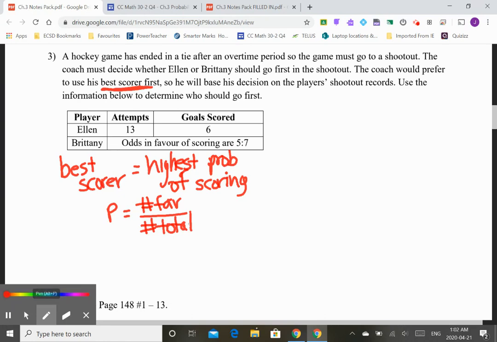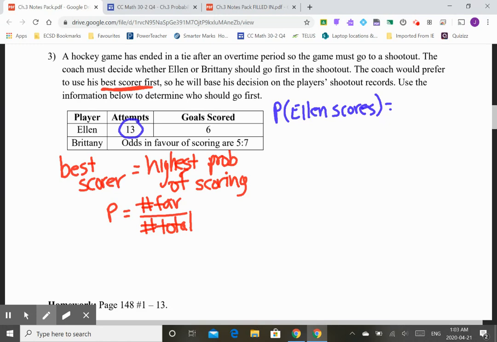Let's look at Ellen first. The probability that Ellen scores. Let's see what we know about Ellen. We know that she has attempted 13 shots and she has scored on 6 of them. So this would represent her total number of shots. This would represent a favorable outcome. She scored. So Ellen's probability is going to be 6 out of 13. Favorable over total.